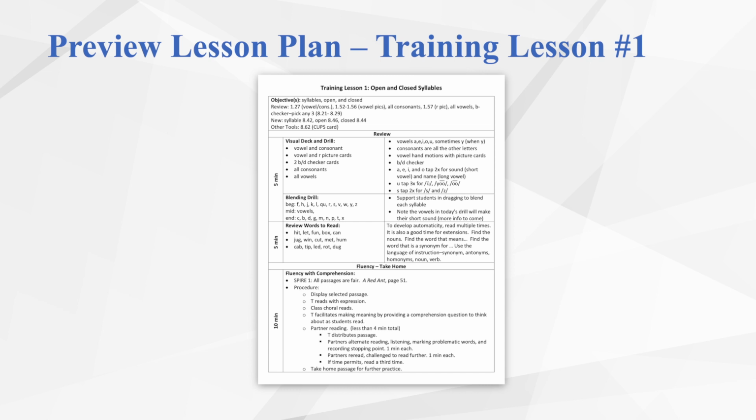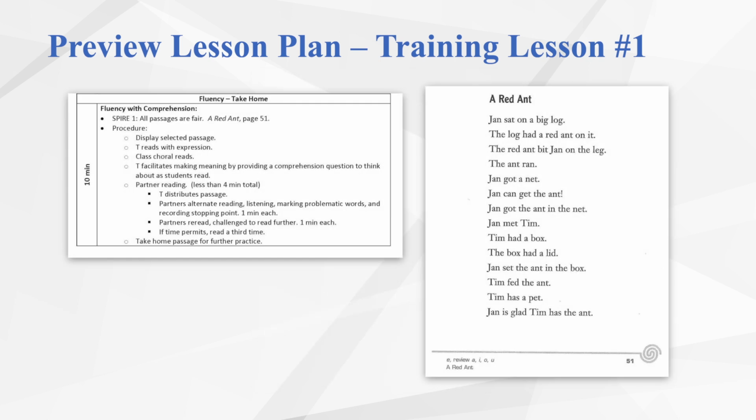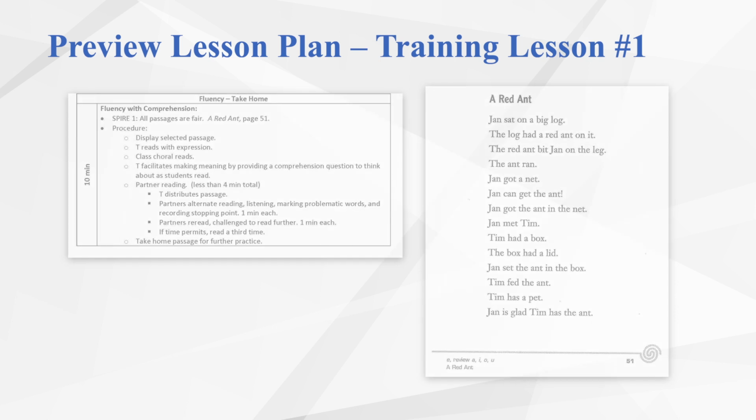On the screen, you see a portion of the Day 1 lesson from your lesson packet. Every OG lesson begins with a review. Review is accomplished in a part-to-whole structure. We begin with a visual drill, reviewing sounds in isolation. We then shift to a blending drill, which uses these sounds to decode syllables. Finally, we read review words. We then shift to fluency. In the fluency component of the lesson, we help students apply all previously learned skills to decode fair, controlled text.